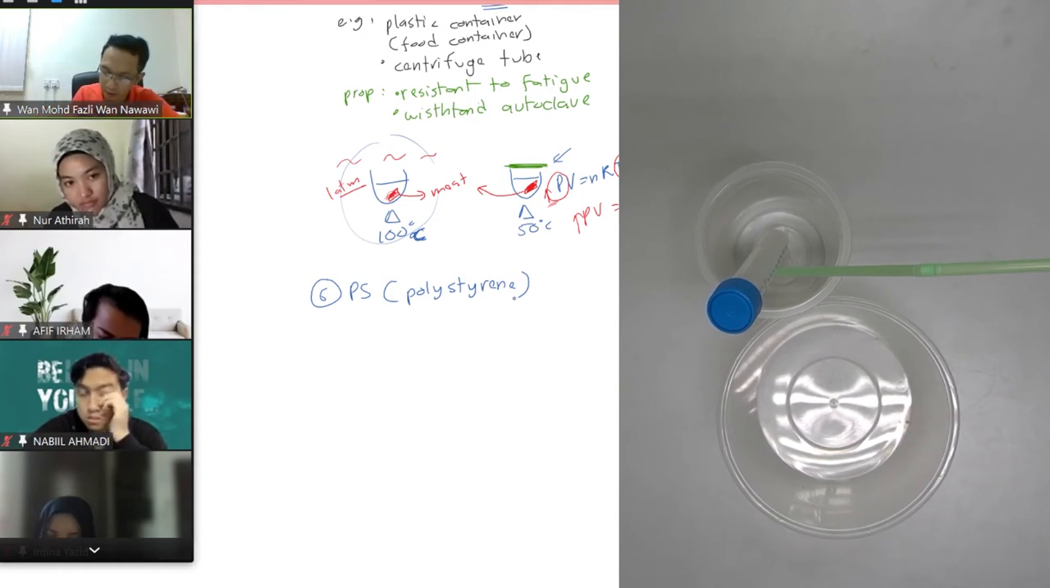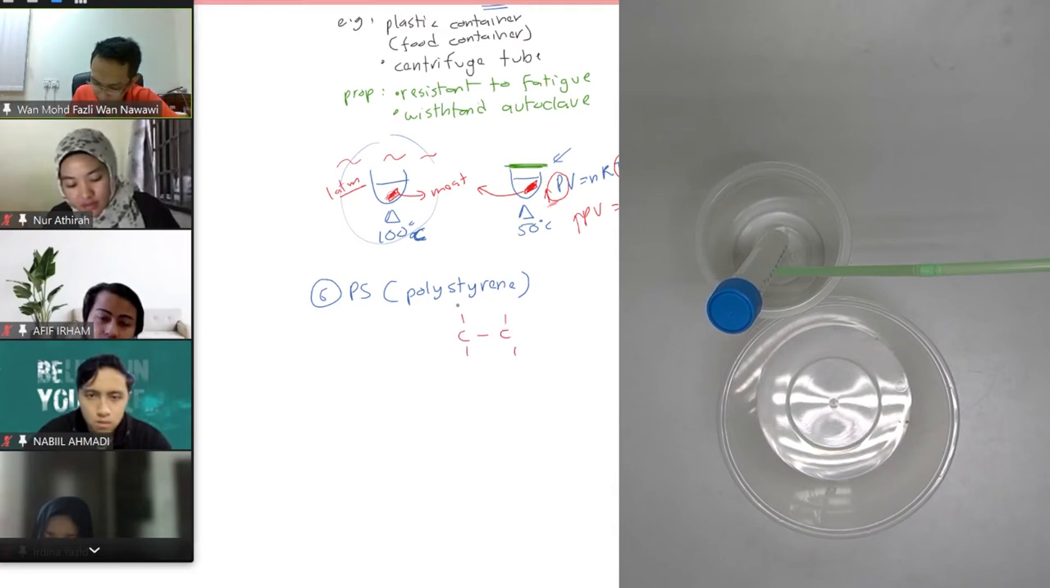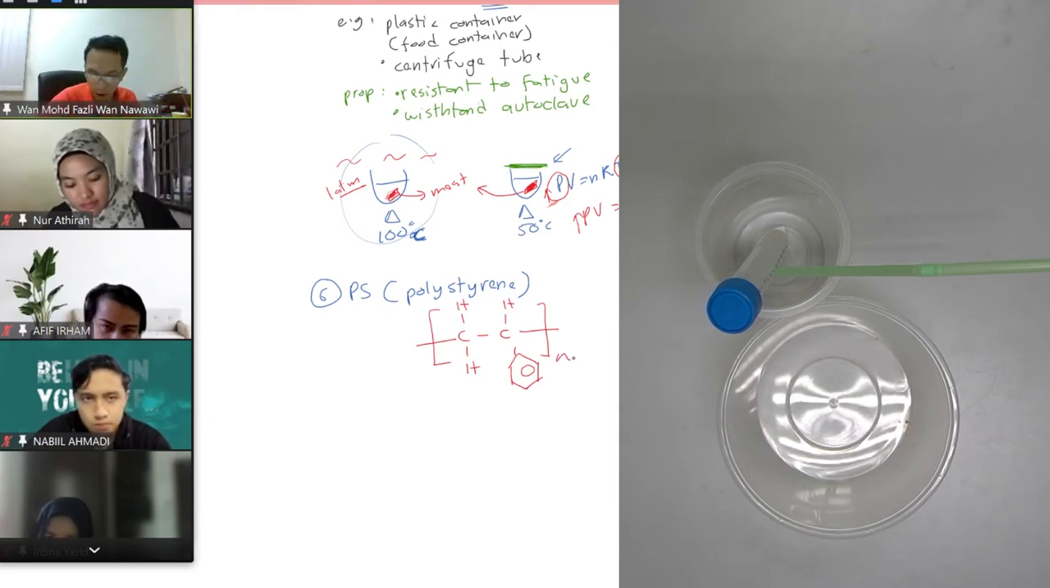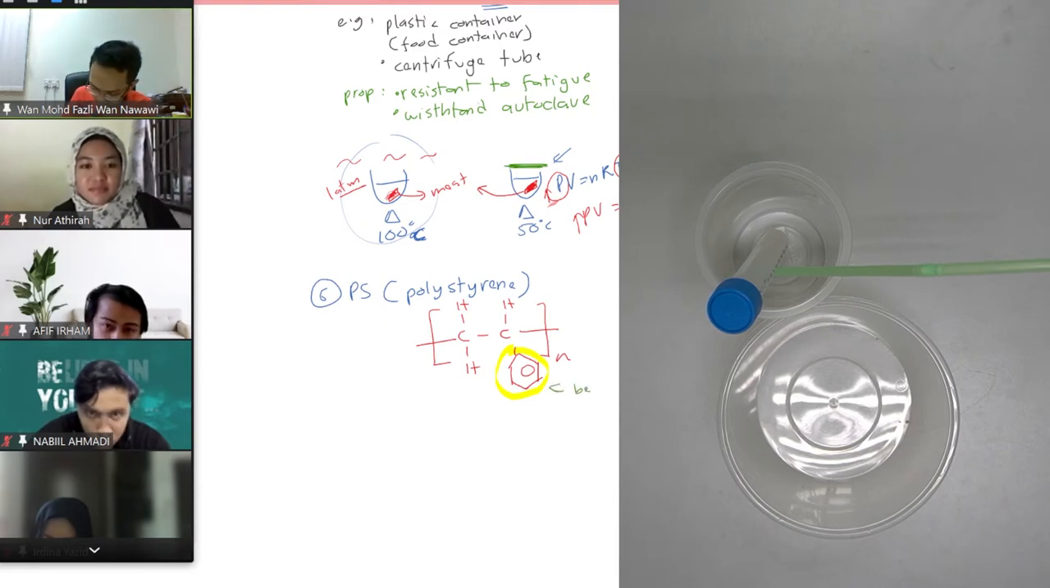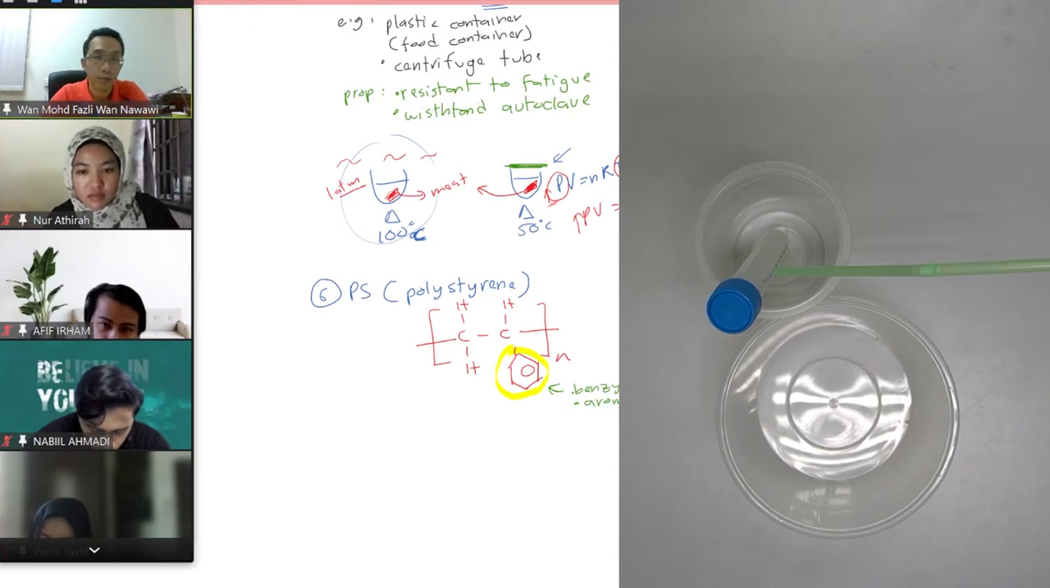But before we go to the example, let's see the monomer first. The monomer for polystyrene is like this. You have C, H, and H. But here you have something like this. This is benzene. This is the monomer of polystyrene. You have this bulky part, the benzyl group, or people might say aromatic group. So this is the monomer for polystyrene. You have this repeated over and over again, you get polystyrene.